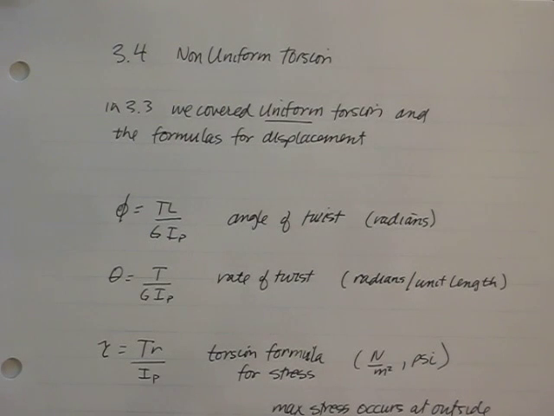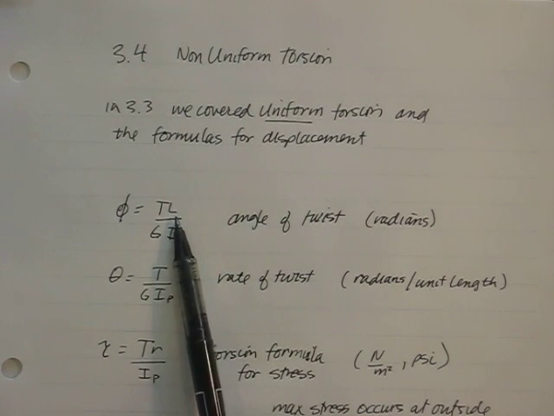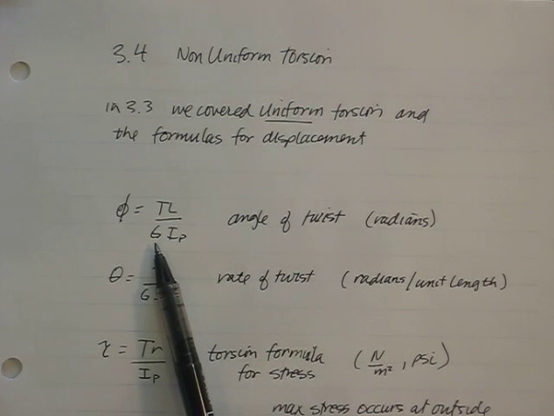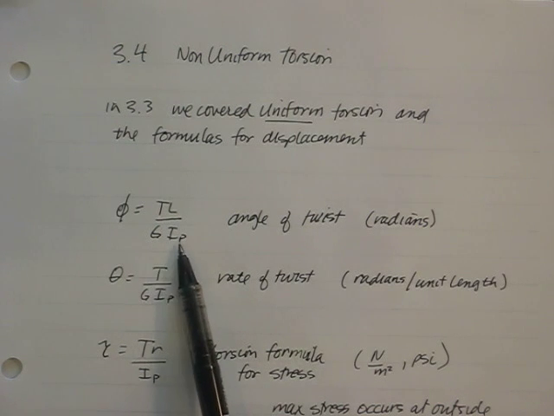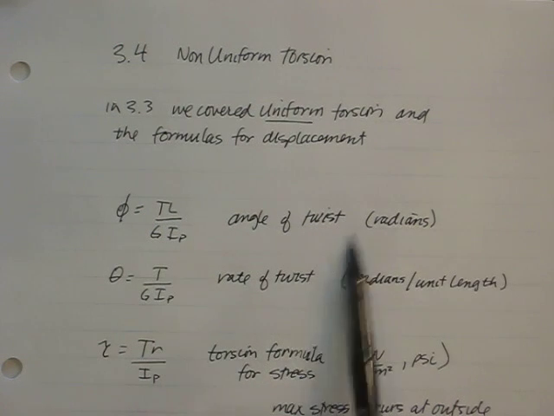First of all, in section 3.3 that we covered earlier in the week, we covered uniform torsion and the formulas for displacement. If you recall, we had an angle of twist called phi, which had the formula T, which is torque, times the length of the bar, L, divided by G, the modulus of elasticity in torsion, times IP, the polar moment of inertia. That's the angle of twist, and the units are in radians.